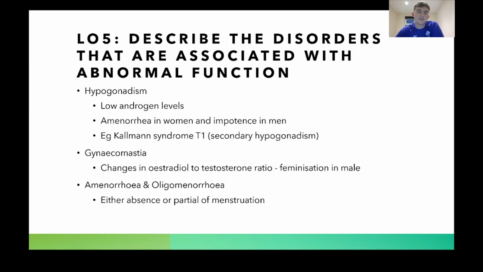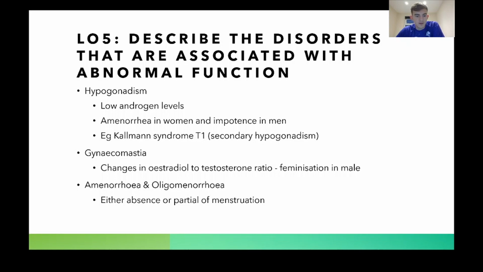So if we talk about the disorders, again, we can either have too little or too much. So we've got hypogonadism, where we have low androgen levels. And we can have amenorrhea in women, so that's absence of having a period, either primary, or you can have secondary, where you had a period and then it just suddenly stopped. And you can also have impotence, so infertility in men. An example there is Kallmann syndrome, specifically secondary hypogonadism in men. Then we've got gynecomastia, and that's changes to the estradiol to testosterone ratio. So if more estradiol is produced, we've got this feminization in males.